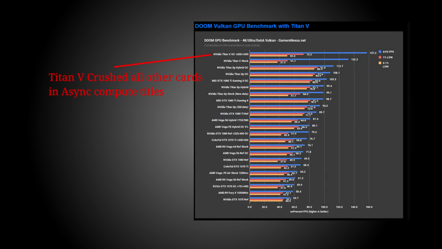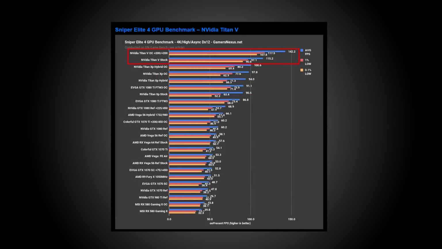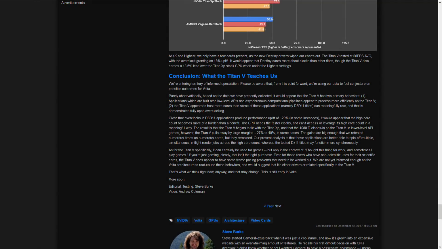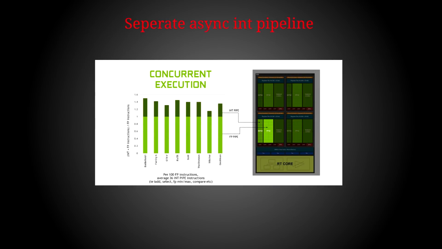But don't take it from me, take it from Gamers Nexus's review of the Titan V, saying in their conclusion of the article, quote, asynchronous computational pipelines appear to process more efficiently on the Titan V, unquote. I'll leave a link to the article if you want to look over their benchmark results for yourself. So we know where 36% of that 50% delivered performance came from. But what about the rest of it?